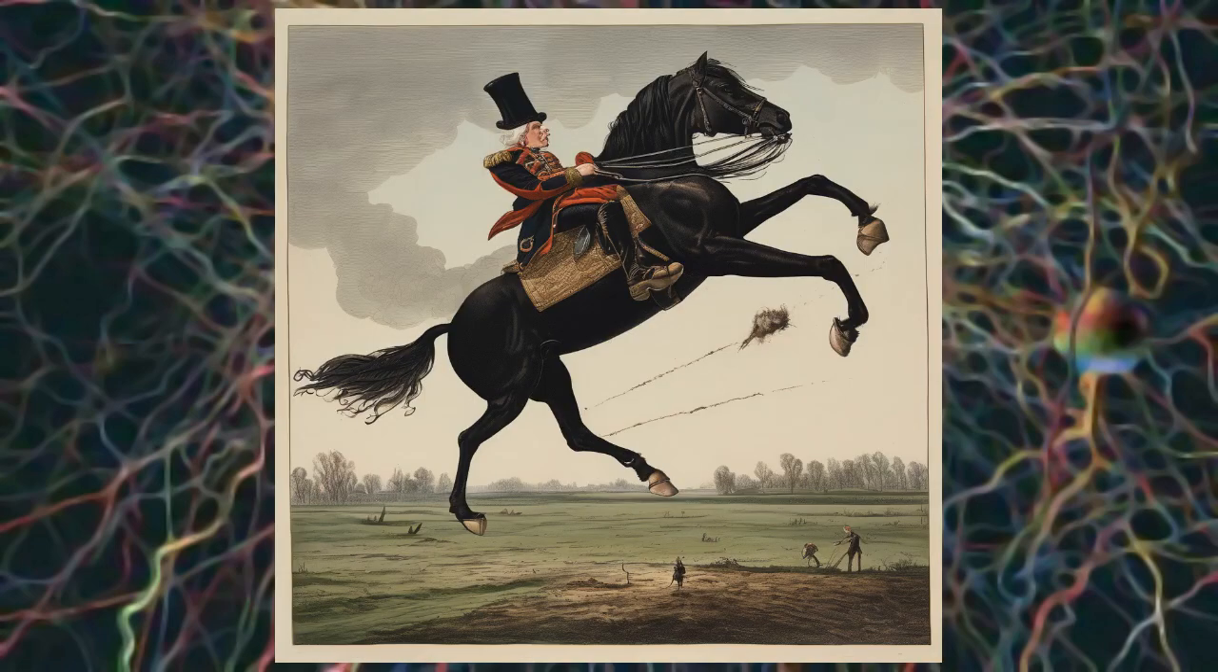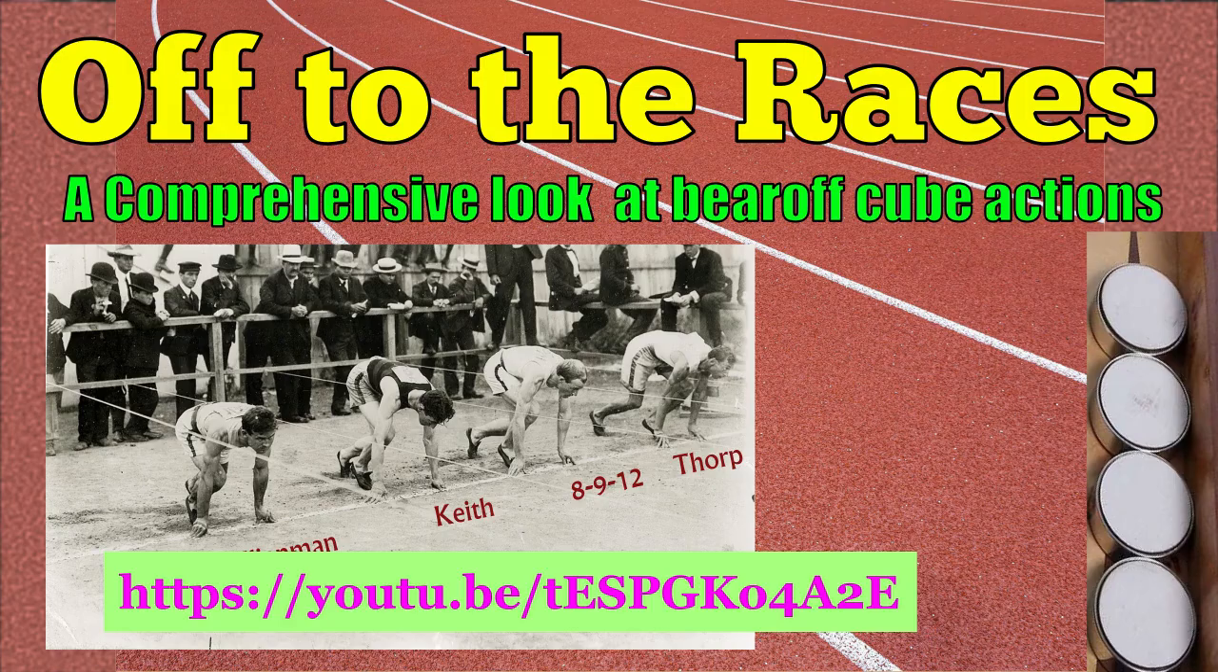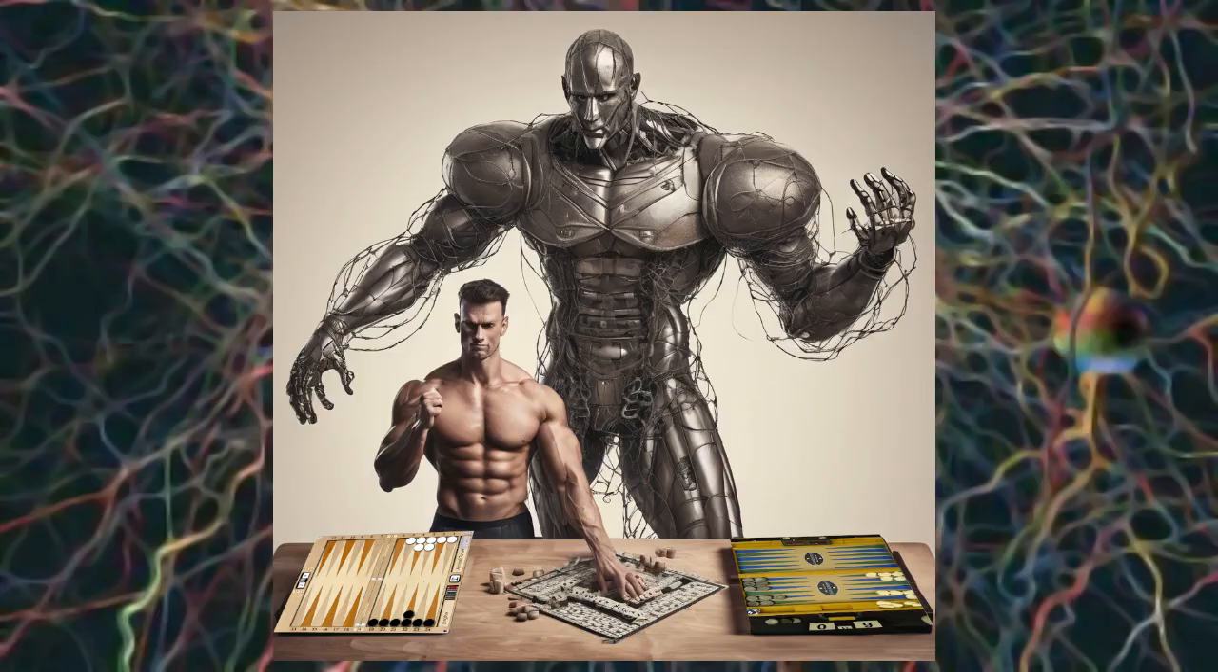Anyway, today I'll talk about bootstrapping Cubeful equities, or more precisely, computing Cubeful money equities for race positions. I already described how to compute exact equities for bear-off, and would have loved to do the same for pure race positions. Alas, race is a million times bigger than bear-off, and we must abandon absolute truth and settle for inhumanly strong bot estimates. And when constructing such a bot, it helps to understand why bots are so strong.